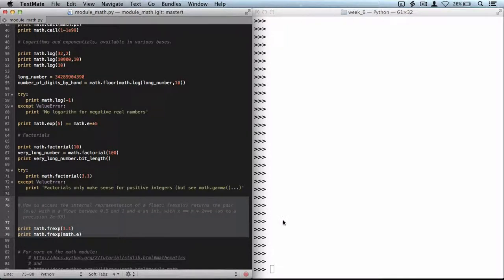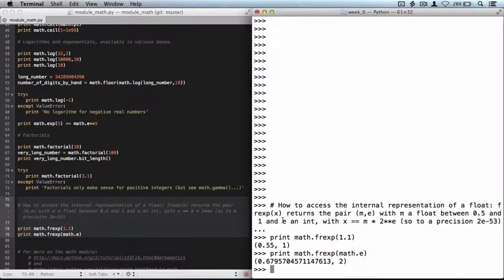So I can also ask for the internal representation of a number, and this is given by frexp. So if I take 1.1 float, it will tell me that it's 0.55 a float times 2 to the 1, or for e it will be 0.6795 etc. times 2 to the 2, so times 4. So the precision here is lower than the 2 to the 53 precision. The precision of this number here is 2 to the minus 53, and this is used to adjust the magnitude of the number on the left. And the number on the left is always a float between 0.5 and 1.